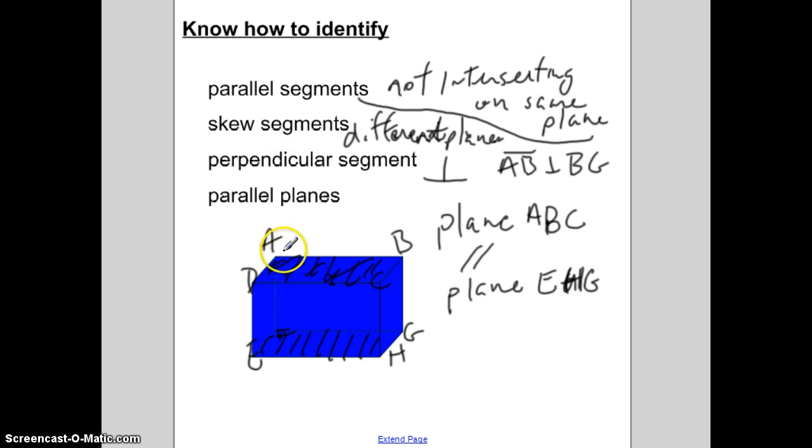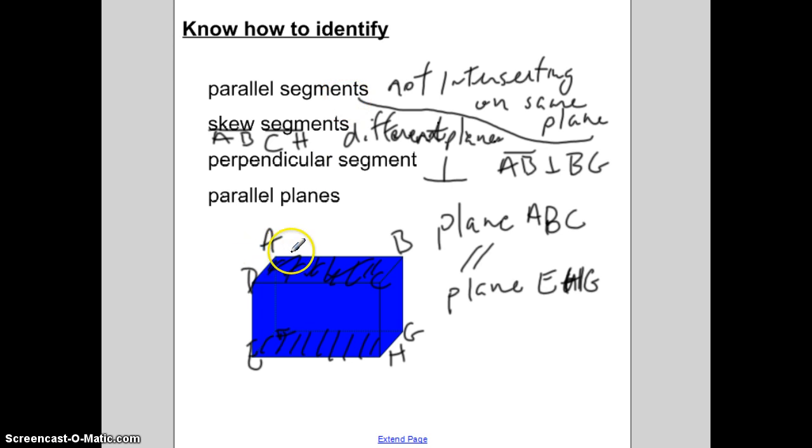Skew segments, these are on different planes. So AB would be on this top plane or in that back plane. So for example, AB is a skew segment with maybe CH up here in the front face or on the right face, but it's not touching. It will never touch that back face or segment AB. So AB could be a skew segment with CH. Hope this drawing isn't completely messed up, but hopefully that makes some sense to you.